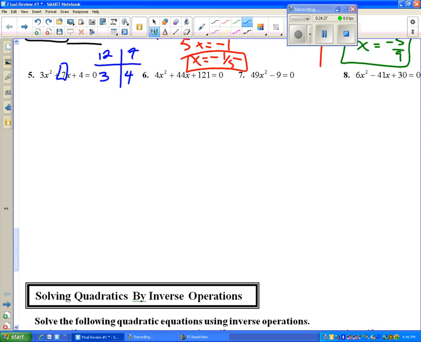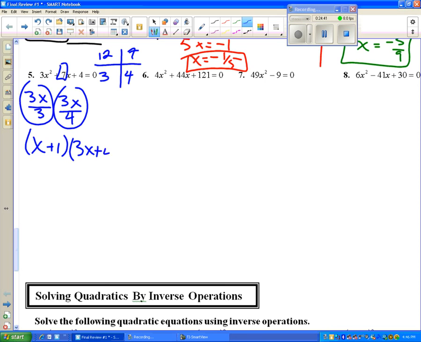So this is California method, so it's 3x over 3, 3x over 4. This one reduces to x over 1, so this is x plus 1. This one does not reduce, so this is 3x plus 4, and this is equal to 0. So again, I have to say x plus 1 is equal to 0. Subtract 1 from both sides, x equals negative 1.